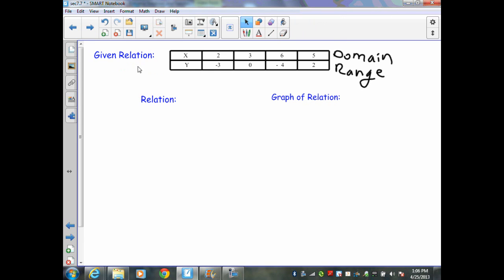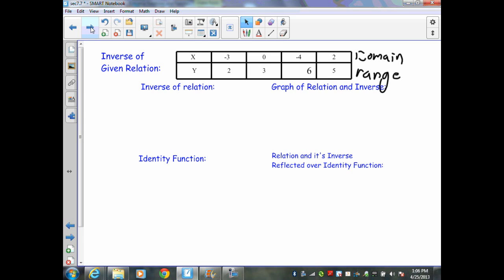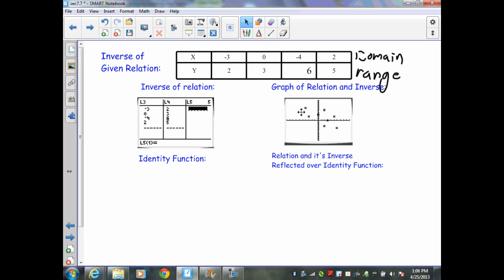Here, I have a relation in table form, and I have the domain and range identified. I want to plot that. I'm going to use a calculator, so I make a list 1 of my domain and list 2 of my range, and I'll graph that relation. Now let's take a look at the inverse. I have the domain, which was the previous relation's range, and I have the range, which was the previous relation's domain. We want to set up a list in my calculator of those values, my new domain, my new range, and I want to graph that. And you can see I have my original relation and the inverse of that relation.